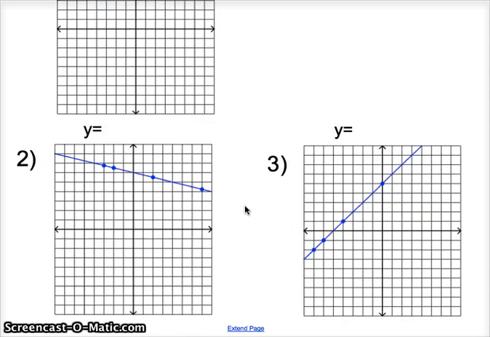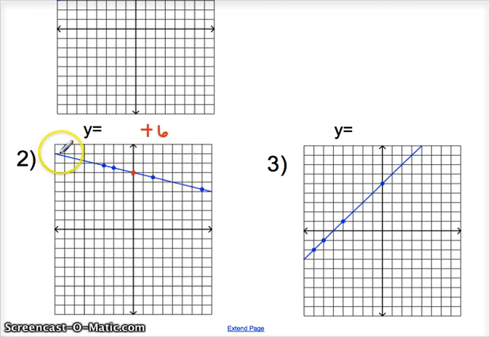Now you pause the video and try numbers 2 and 3. We'll now check our answers to 2 and 3. The y-intercept of number 2 is right at this point, which is 1, 2, 3, 4, 5, 6. So our y-intercept is positive 6. Now let's try to find the slope.